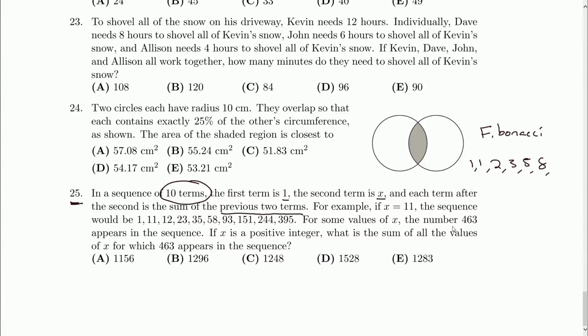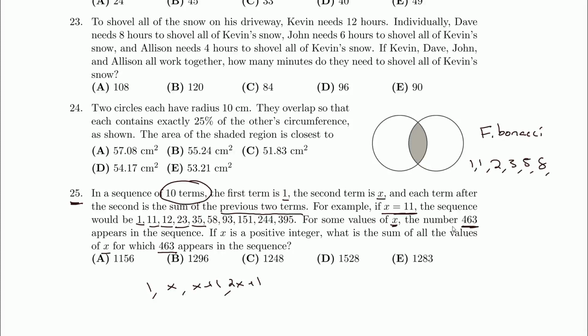Okay. And it looks like they're sort of generalizing that. So we get 1, x, x plus 1, 2x plus 1, for example. So for example, if x is 11, then we get 1, 11, 1 plus 11 is 12, 11 plus 12 is 23, 12 plus 23 is 35, and so on. For some values of x, the number 463 appears in the sequence. If x is a positive integer, what is the sum of all the values of x for which 463 appears in the sequence?